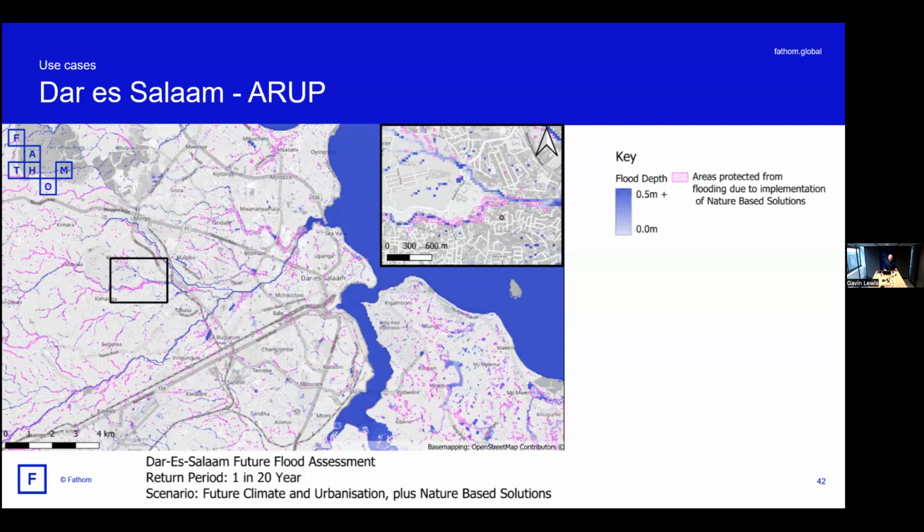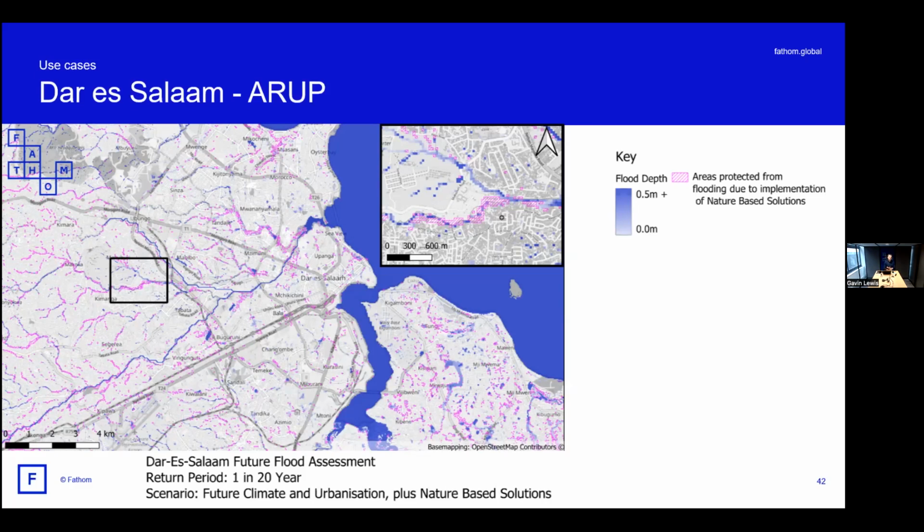Arup then took this data, this combined model, as a key input to develop a range of options for nature-based solutions to mitigate the increased flood risk across the city. Once they developed these various options, we then applied them to the combined model in our automated modeling framework to identify the locations benefiting most from these particular nature-based solutions, as can be seen in this image. And this is across the whole city, and it identifies those areas that could potentially benefit from these NBS interventions.